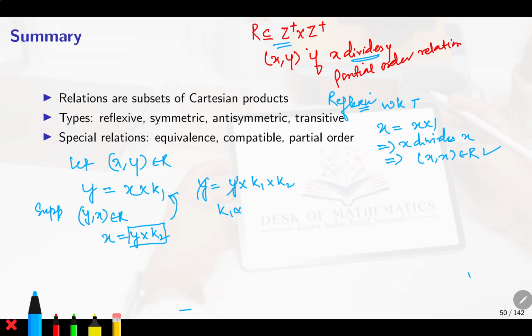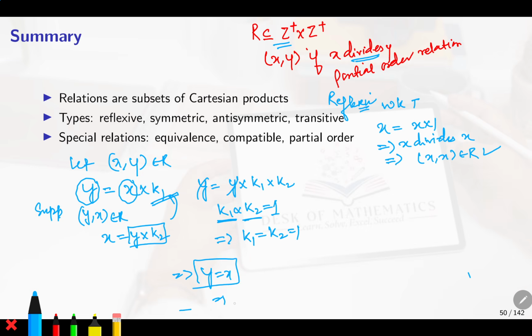So that is k1 times k2 is equal to 1. Now this is a positive integer, this is a positive integer. So k1 should be positive, k2 should be positive. The multiplication of two positive integers is 1. That means k1 is equal to k2 is equal to 1. Put it again here, so you will get y is equal to x. When k1 is equal to k2, y is equal to x. So that means it is antisymmetric.